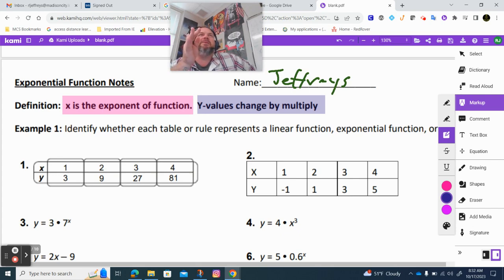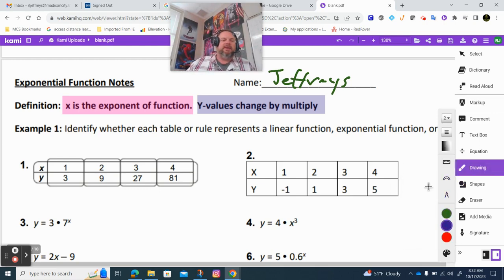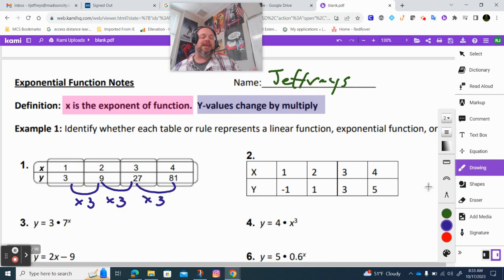We'll have to define whether it is linear, exponential, or quadratic. So let's look at this here. How do I go from 3 to 9 in number one? Yeah, I multiply by 3. What about 9 to 27? Multiply by 3. Multiply by 3. I get to the next y value by multiplying. So guess what? This is an exponential. See, that goes along with that blue thing. Y change.